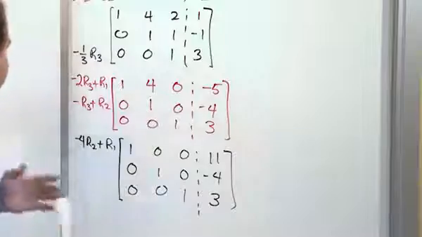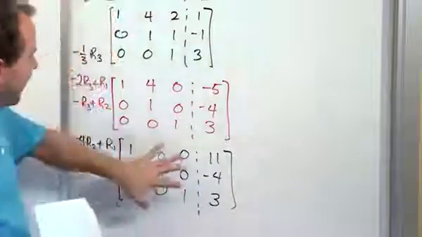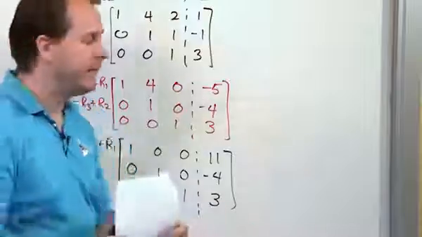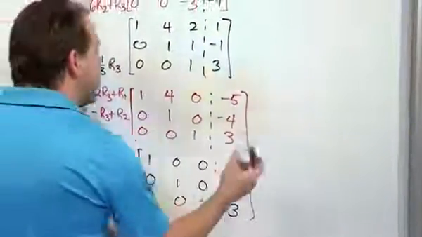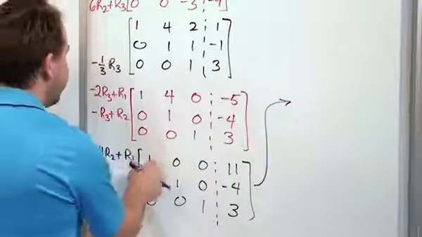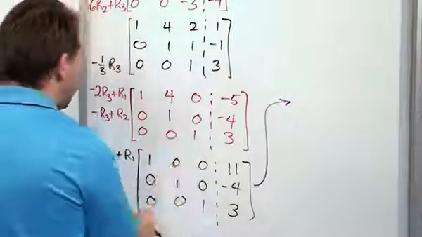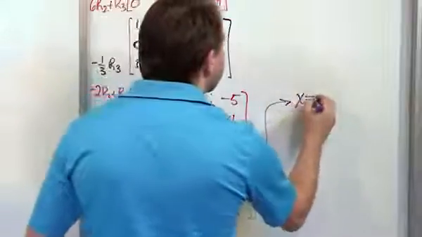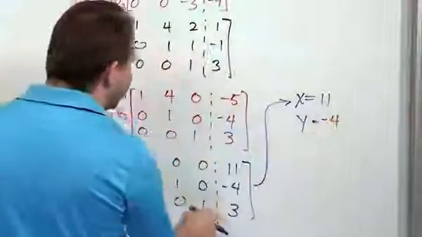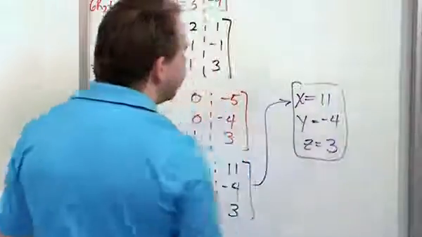And now I promise we've gotten to the end of the journey. I know it's been kind of long getting there, but remember the whole point of doing this was to get the left-hand side into an identity matrix, and the right-hand side just falls out however it does. The reason we do that is because we can now read the solution directly off of what we have. Since these equations are something times x plus something times y plus something times z is equal to something, and we have zeros everywhere, we can read x is equal to 11, y is equal to negative 4, and z is equal to 3.